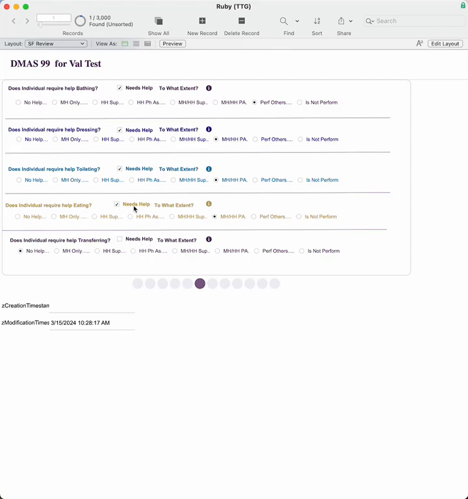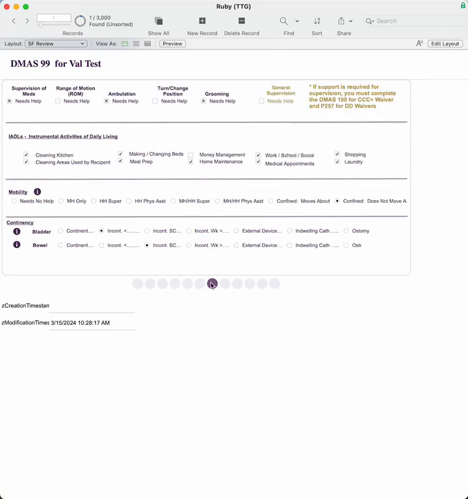This needs help box populates on the plan of care, and the level of help that they need populates on the 99, which is why it's important to check both. We'll come over. Again, do they need help with supervision of medications, range of motion exercises, ambulation, turning, changing position, grooming, general supervision? If general supervision is checked, then we must have a DMAS 100 for supervision form or a P257 for DD supervision form.